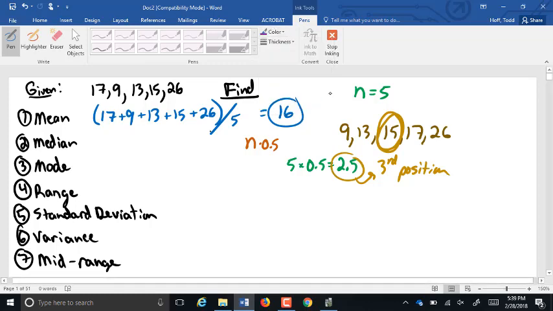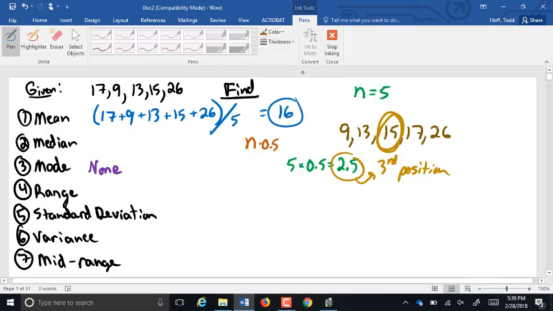Mode. Mode is the number that occurs, or the item that occurs most often. In this set, there is no mode, none. Remember, the mode is actually most useful for categorical or qualitative data, non-numerical data. You can look at it and see which one occurs the most often.